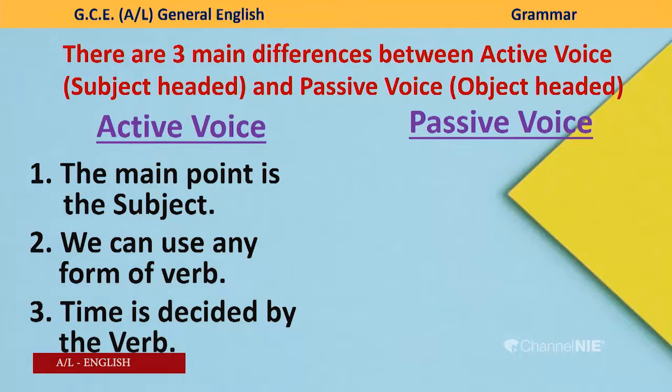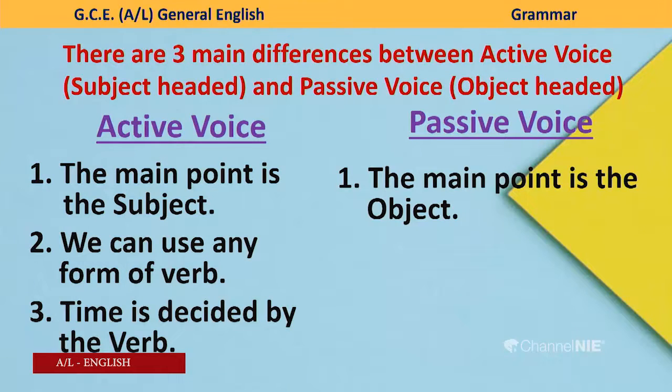So, let us see what are the differences between active voice and passive voice. In active voice, the main point is the subject, but in passive voice, the main point is the object.